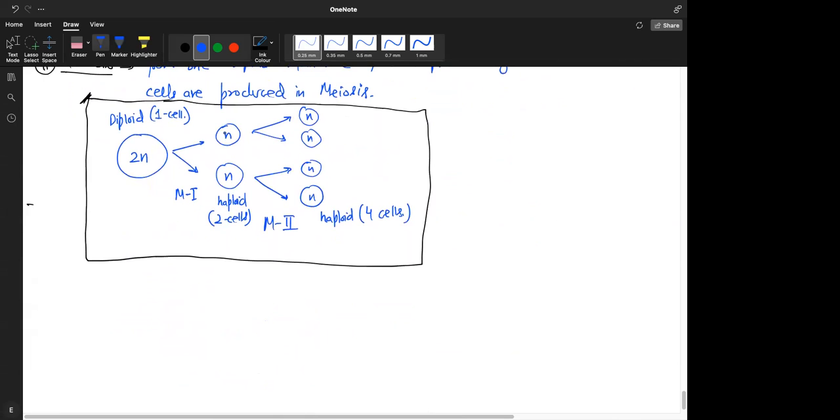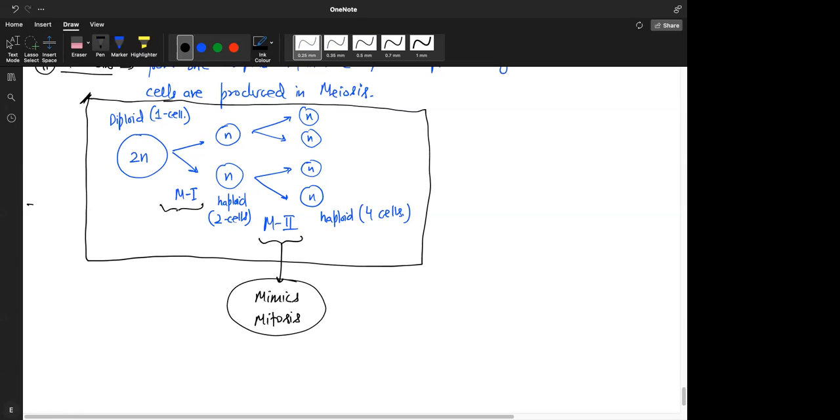In meiosis 1, did you think DNA replication happened? No. What about meiosis 2? In meiosis 2, do you think DNA replication happened? No, because it was N and it ended up giving N to 2 daughter cells. So meiosis 2 actually mimics mitosis. Yes or no?